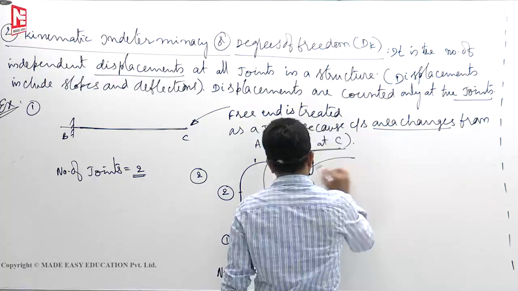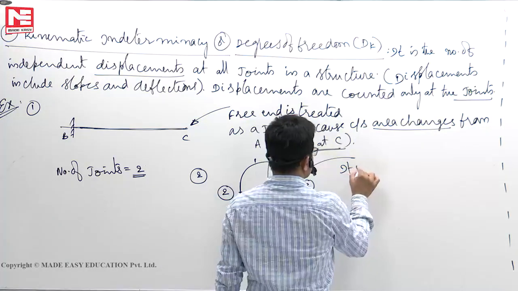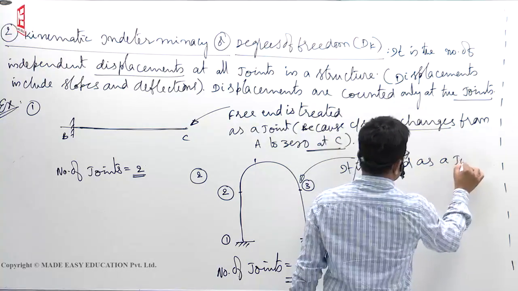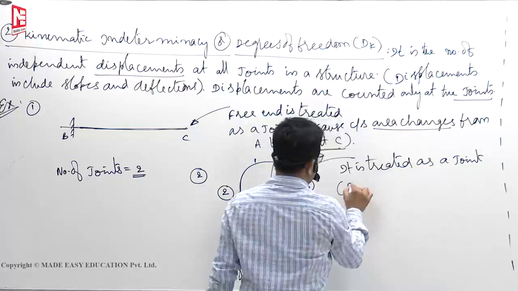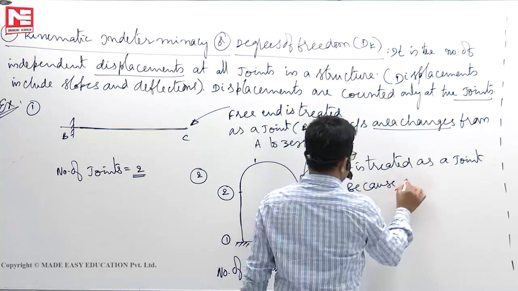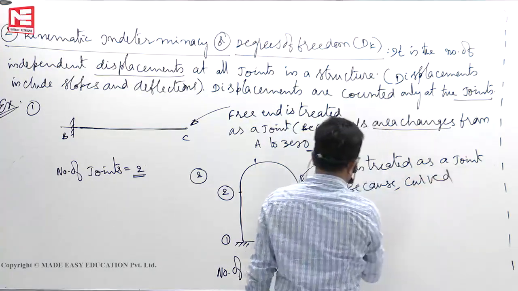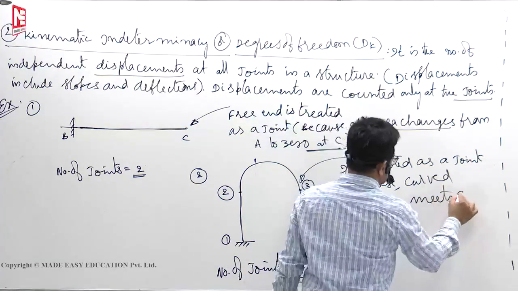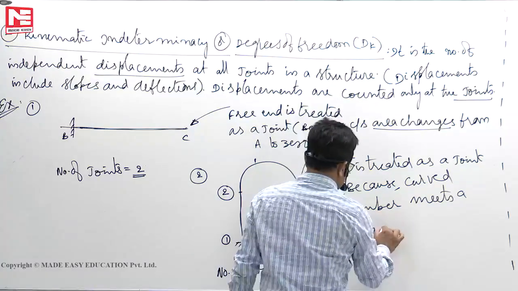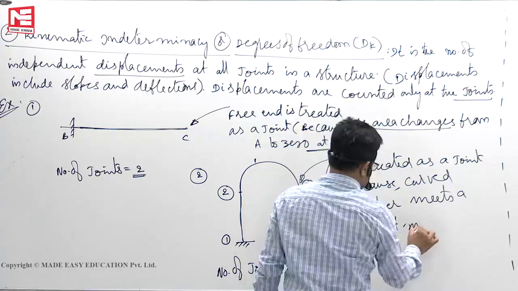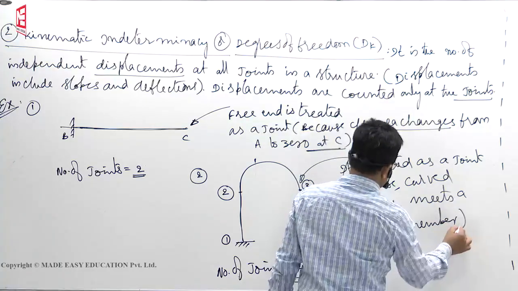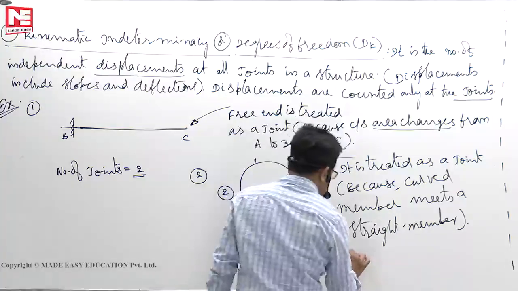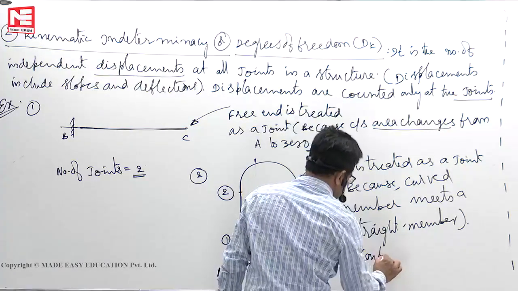So it is treated as a joint because a curved member meets a straight member. So the configuration changed.